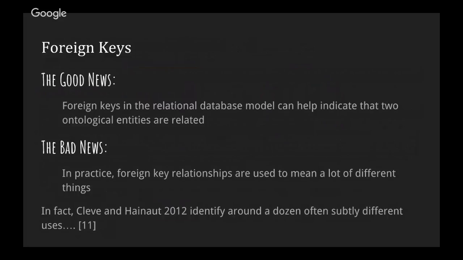And one aspect of this is the foreign key relationship in relational databases. The good news is that if you have a foreign key relationship, then you can be pretty sure that there's some sort of relationship between entities going on between those tables. But the bad news is that we've overloaded this relational database construct. This particular study, Cleve and Hainaut in 2012, identified about a dozen different possible things that people can mean in terms of the nuance of the relationship when they're using a foreign key in a relational database.